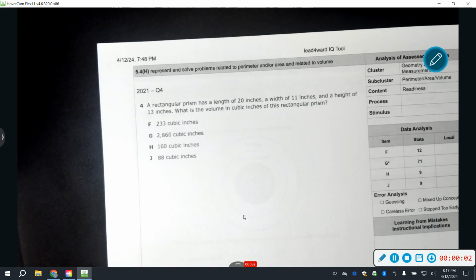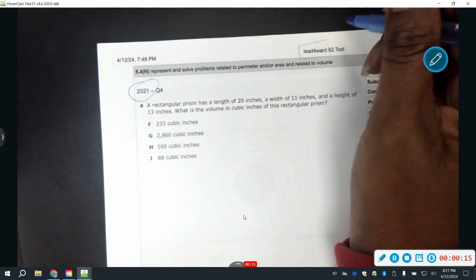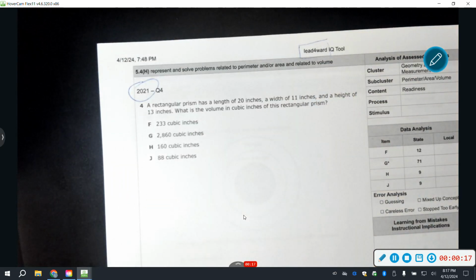Right, so today we're working on some problems that are related to perimeter, area, and/or volume. This is a released STAAR question from 2021. Here's our date here, and this is the source that I'm getting these from. Today we're going to look at problems about perimeter, area, or volume.